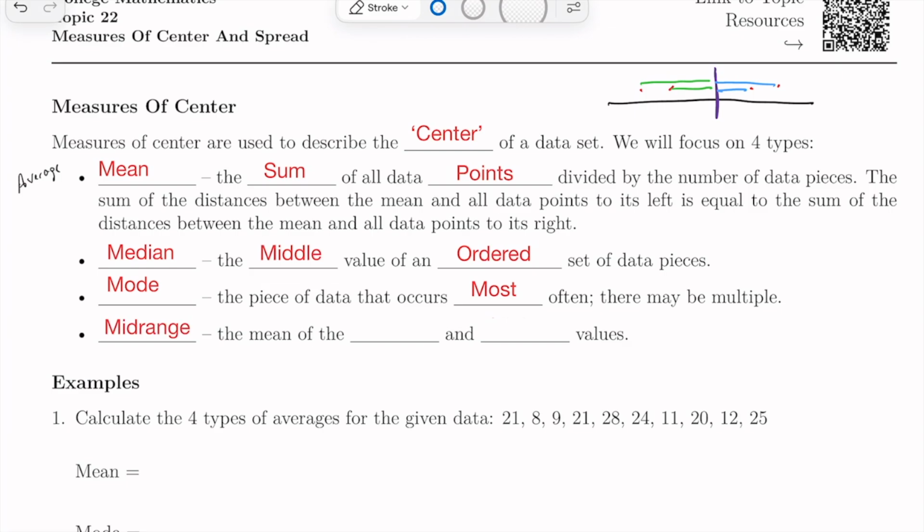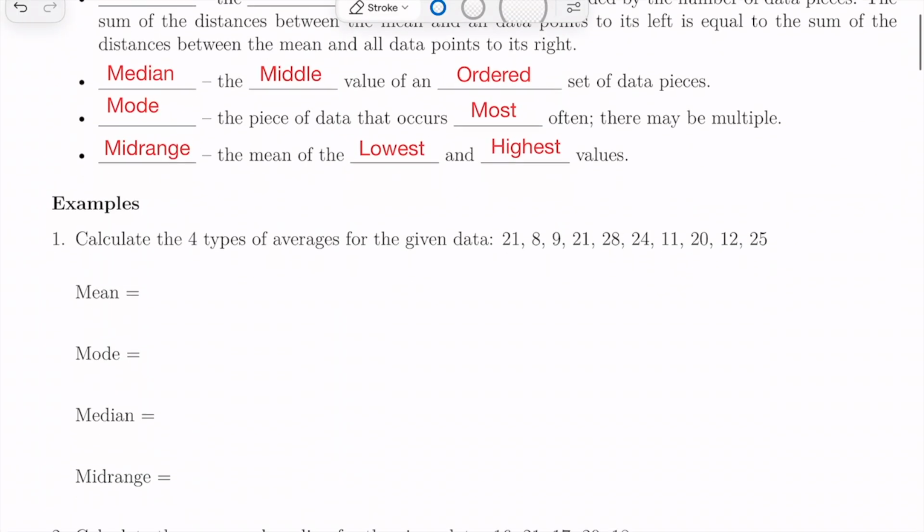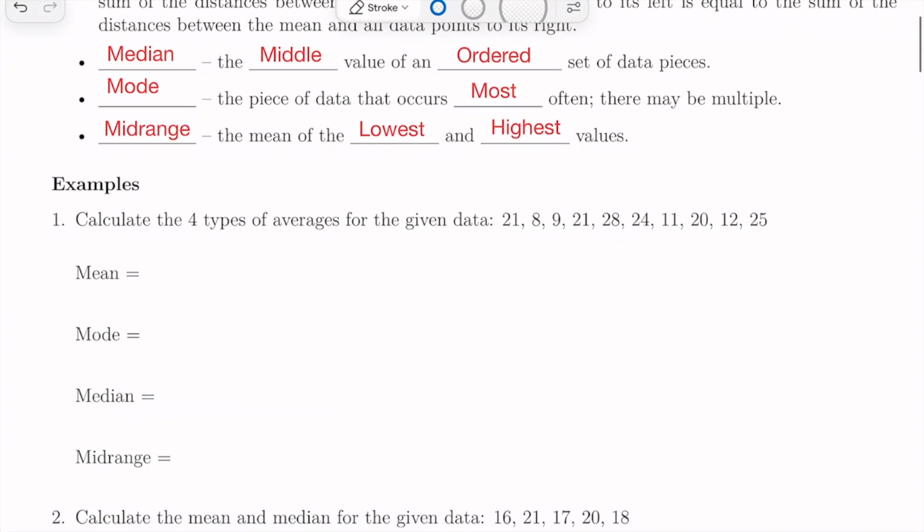And then the last one we're going to look at is called the midrange, the mean of the lowest and the highest values. It's very simple and very quick to calculate. I don't know of a lot of people that use it a lot. I'm sure there's some uses for it. But it's just kind of a real quick way of finding a typical value from the data set.